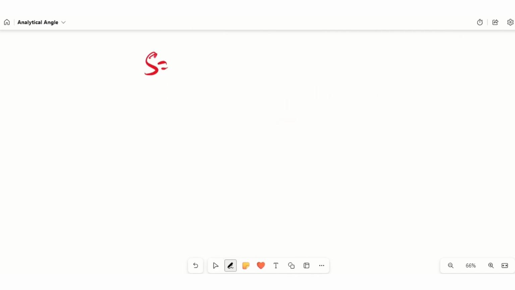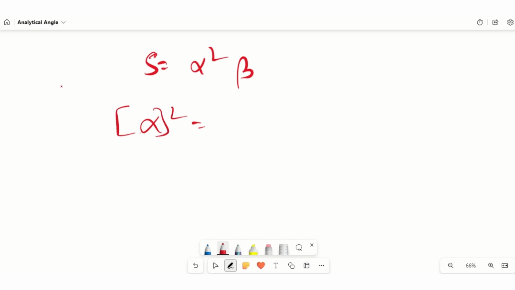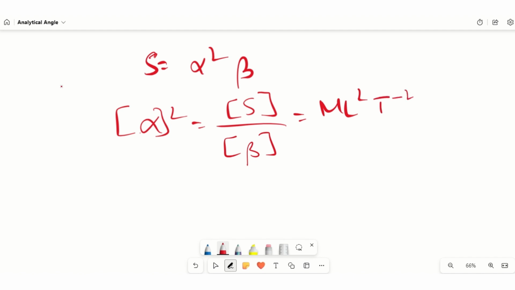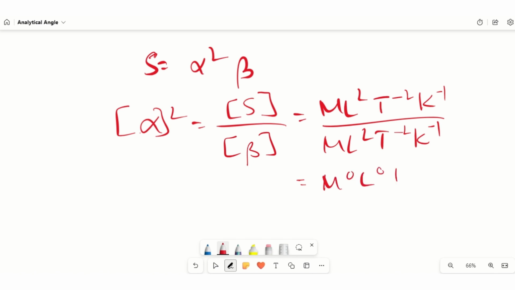So S is equal to alpha squared beta. So the dimension of alpha squared will be dimension of S by dimension of beta. Now what was S? It was M L squared T to the power minus 2 K to the power minus 1. And what was beta? It was M L squared T to the power minus 2 K to the power minus 1. All the elements get cancelled. We are left with M0, L0, T0, K also 0. So basically this becomes dimensionless.